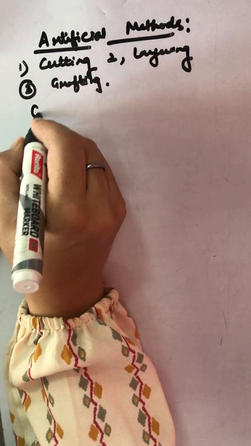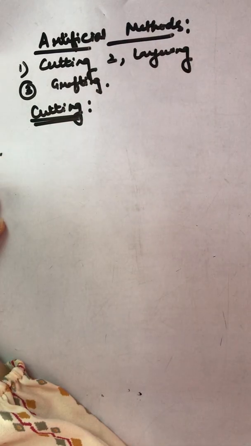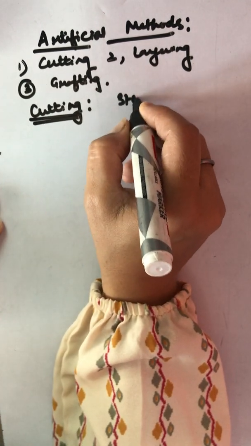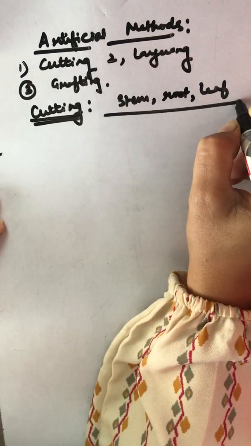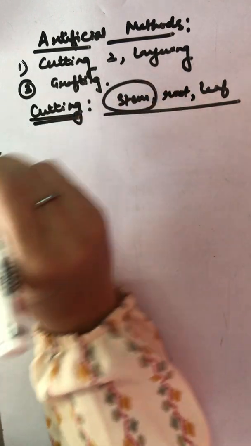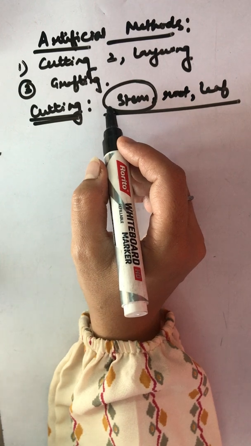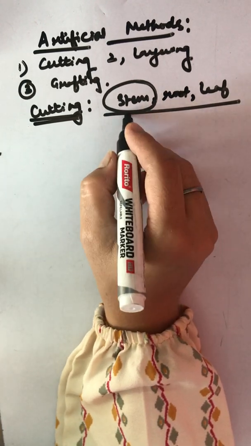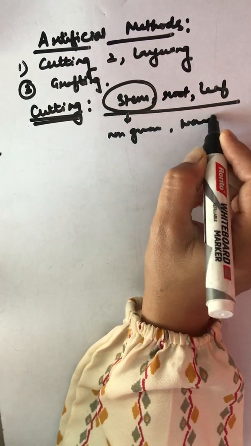What happens in cutting? I'm taking cutting first of all. In cutting, a small part of any plant organ, maybe the stem, root or leaf, can be used for vegetative propagation. Alright, and here stems are mainly cut and employed for this propagation. Why? Because these are non-green, green, woody.